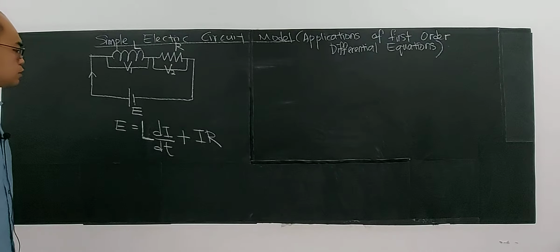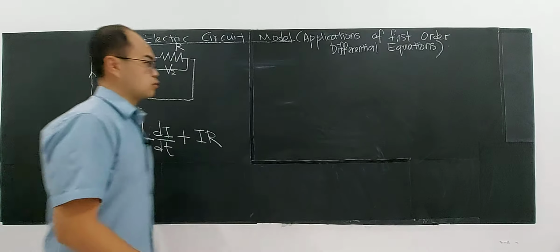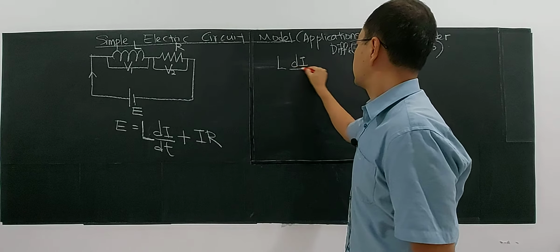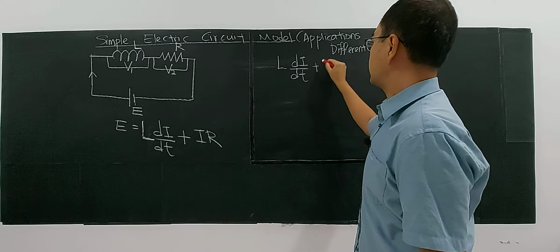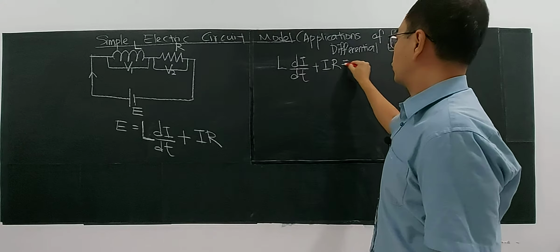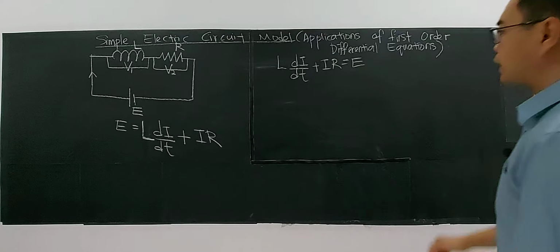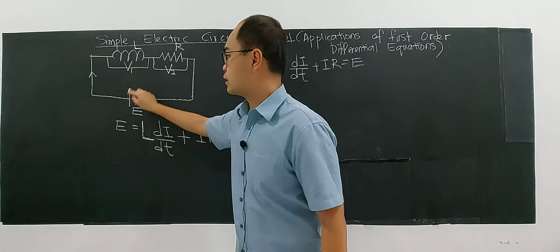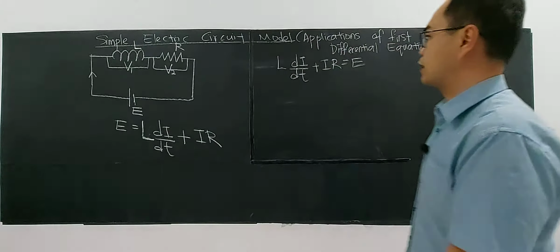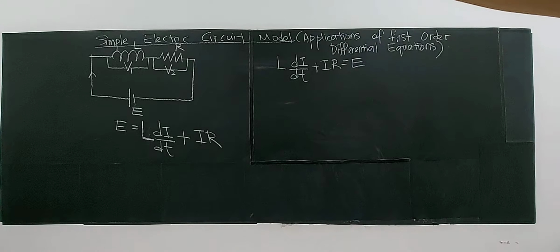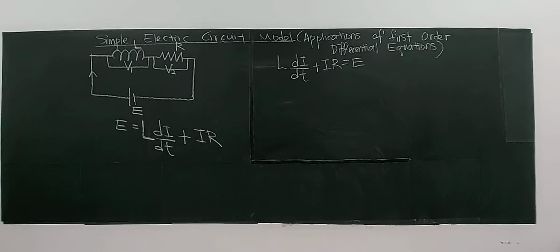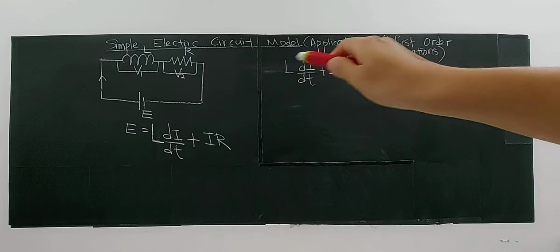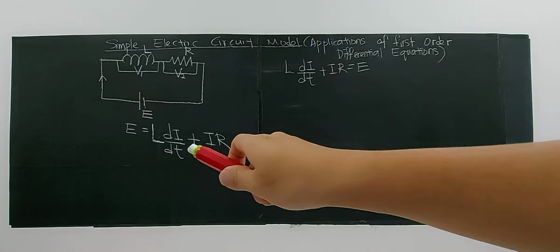If I rearrange this, it will look like L di/dt plus IR equals the electric source E. In this case, E is a constant because this is direct current, not alternating current. That's why we said simple electric circuit. So let's see how to derive the formula for the current in this circuit with respect to time.